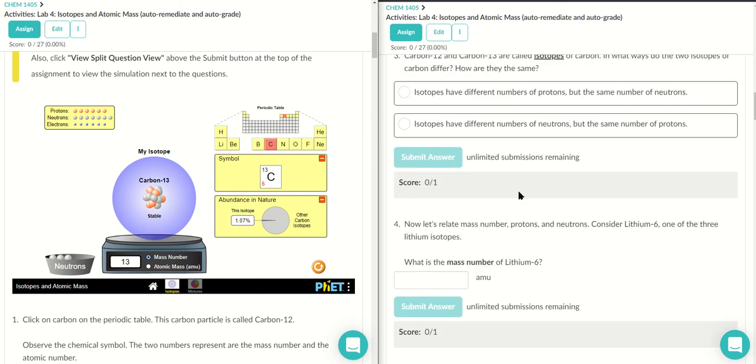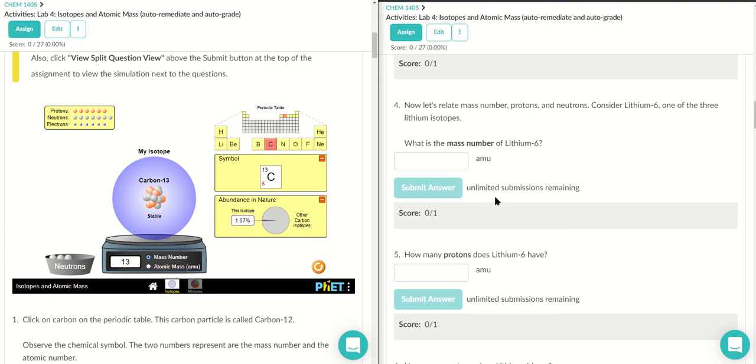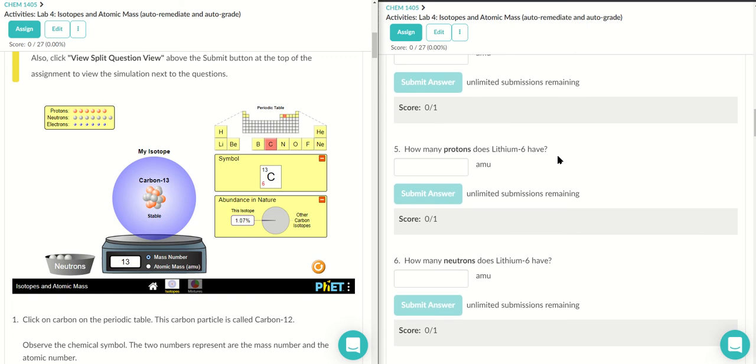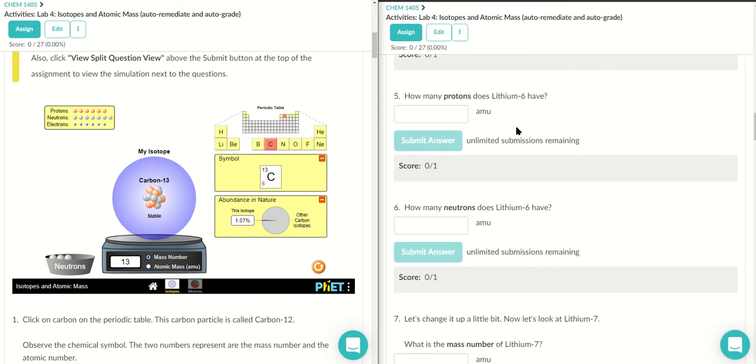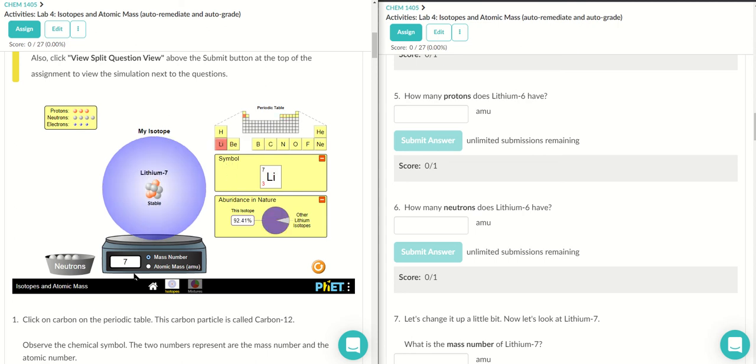These are a little bit simple, but it's leading up to questions that you can apply that information to. So let's consider some of these isotopes. How many protons does lithium-6 have? So how would you solve this? You would click lithium and then you could count them directly right here.